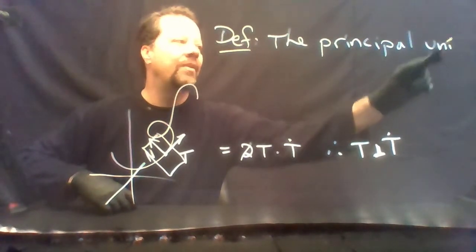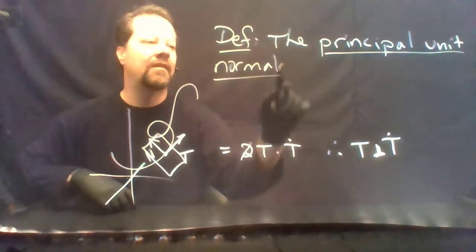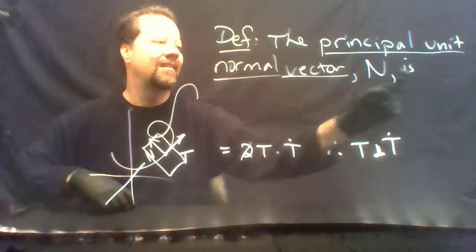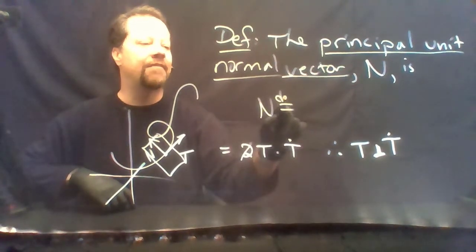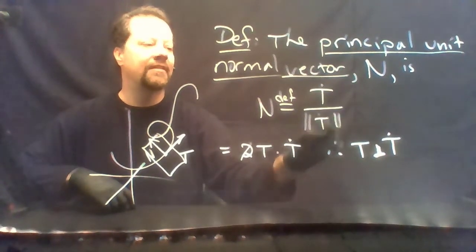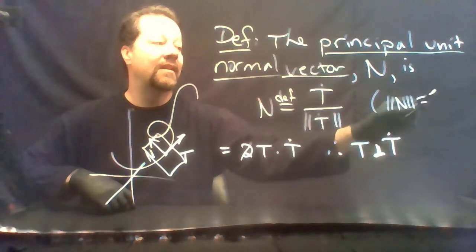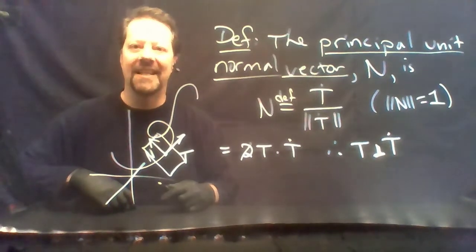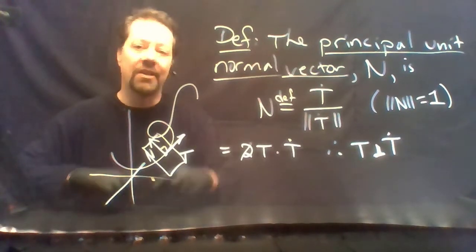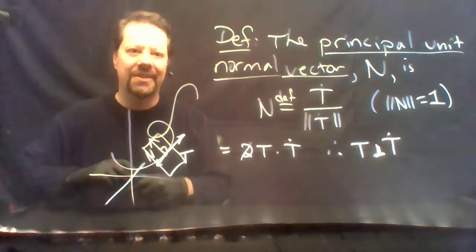The principal unit normal vector n is defined by the following expression. It's t dot divided by the norm of t dot. So in other words, the norm of n is 1, since it's a normalization of t dot. So the principal unit normal vector will lie at a right angle to the unit tangent vector. But there should be one more direction, normal to t.